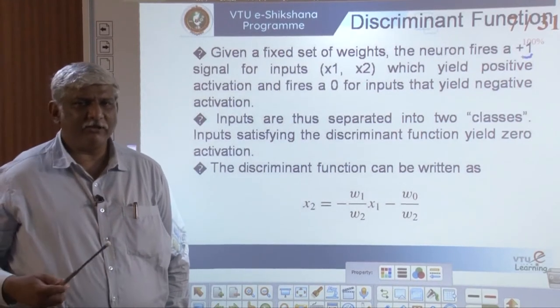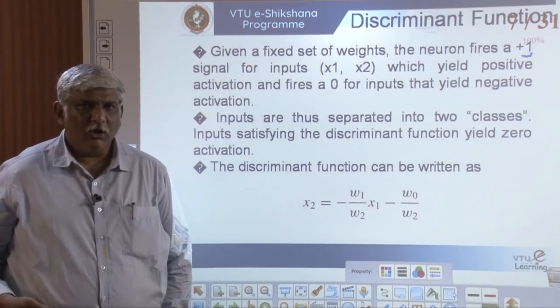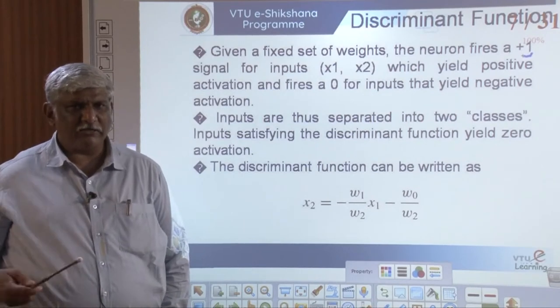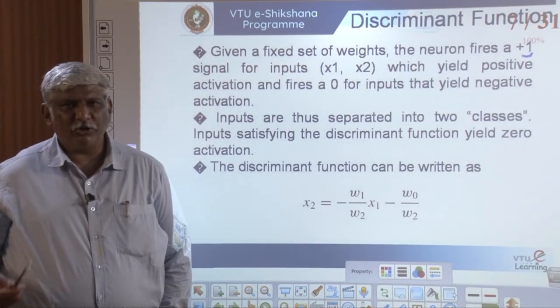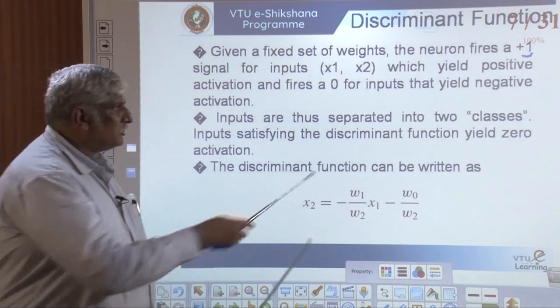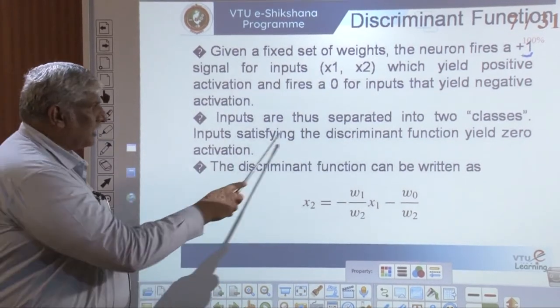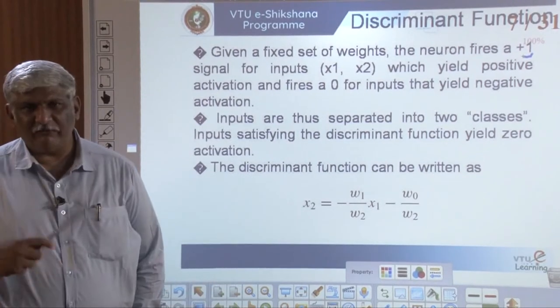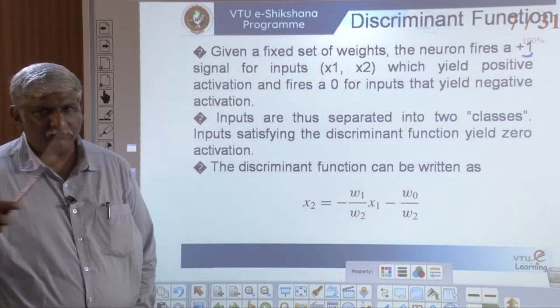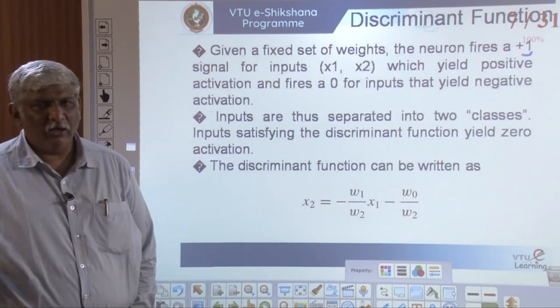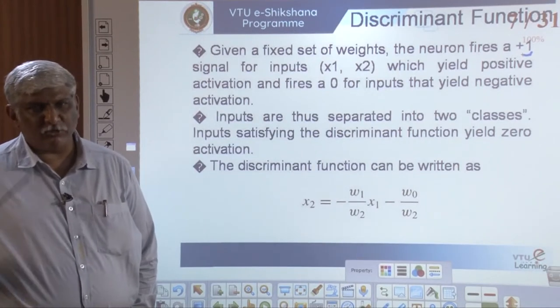So, what is meant by negative activation? When both the inputs are 0 or any one of the inputs is 0, in both the cases the output of the AND gate is going to be 0. So here it will be giving a negative activation. And inputs are thus separated into two classes, already we discussed. So it is a 1 class for some inputs, where the output is going to be 1, and a 0 class for some inputs, where it is going to be 0.